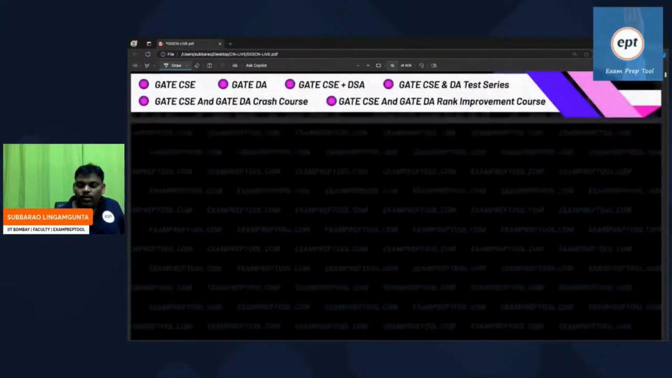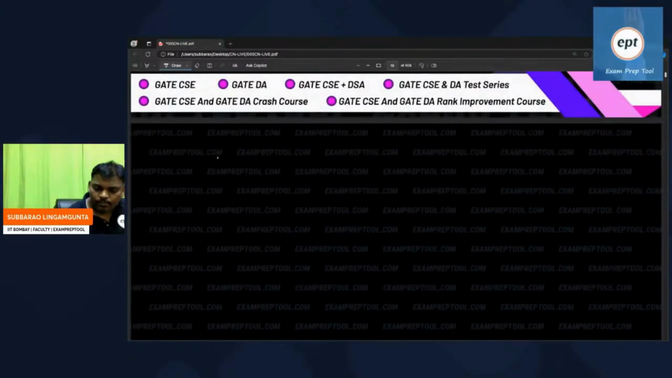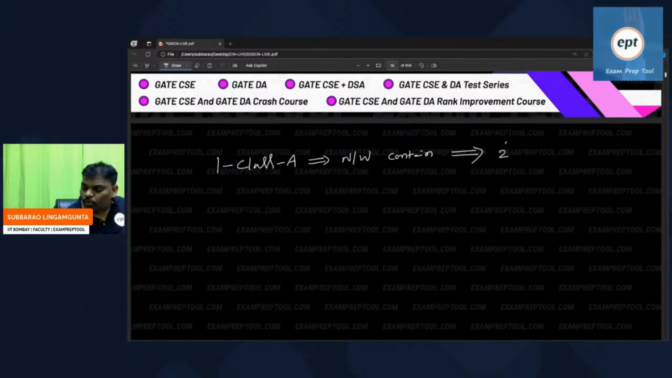One class A network, how many IPs? One class A network contains how many IP addresses? 2 power 24 IP addresses. These many IP addresses are there.